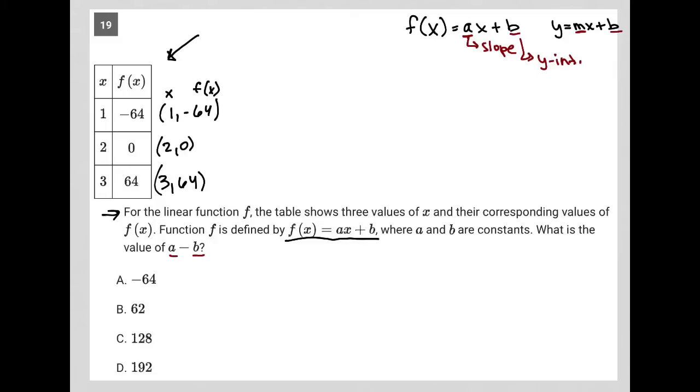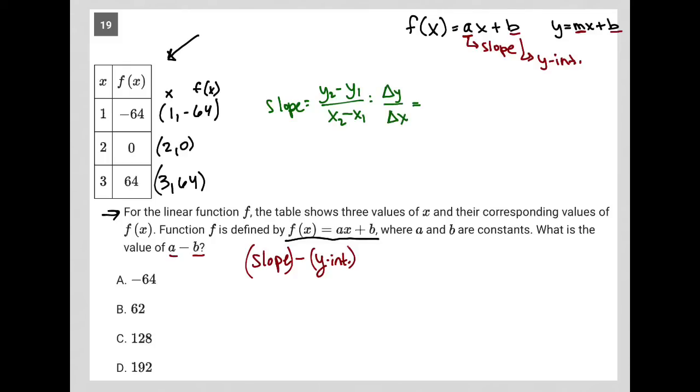So what are we really finding? We're finding this slope minus the y-intercept. That's what we're looking for. So let's start off by finding the slope. So how can I find the slope? Well, the slope is simply the difference in y values over the difference in x values. Another way to think of that is the change in y over the change in x.